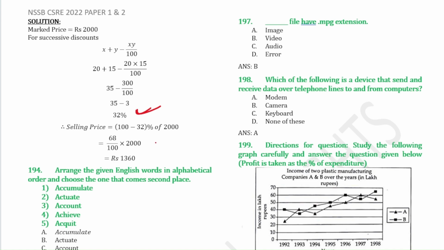So to find the selling price, out of 100, if the discount is 32%, then 32% is off, right? Then 100 minus 32 will give you 68, right? So 68% of 2000 will be how much? 1360. So that is the selling price.